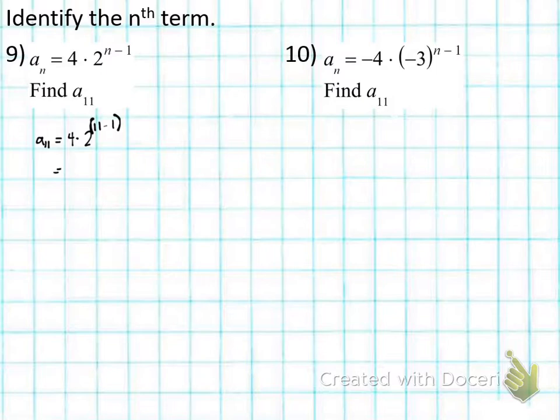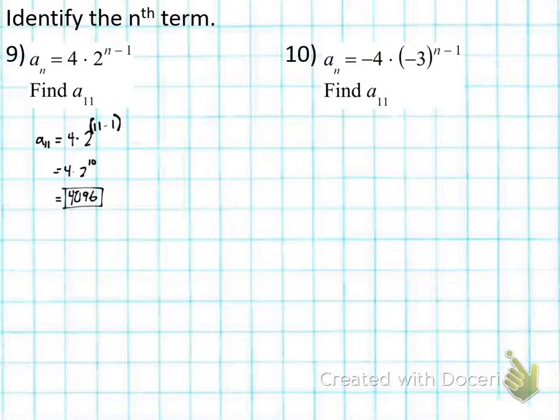You should be good at this already. So 11 minus 1 is 10, so you're going to write 2 to the 10th power, and you get a number. Okay, and then you multiply that by 4, and then you get 4,096. So you'd write down that the 11th term is equal to 4,096. Okay?